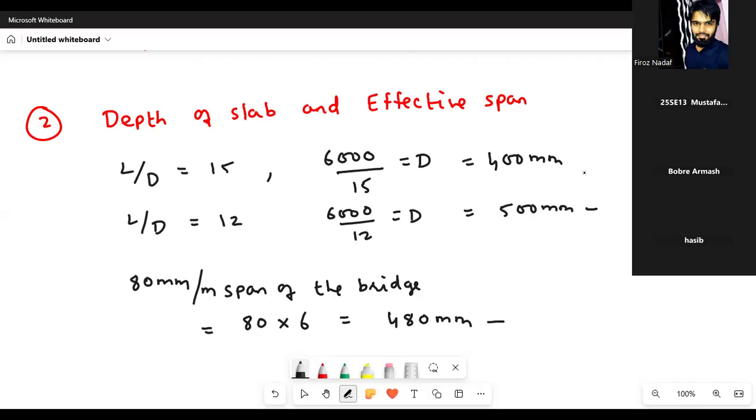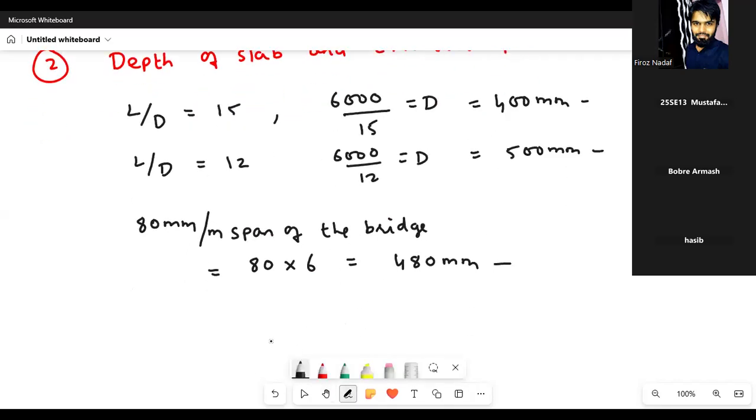And you see which one is maximum out of these three, which one is maximum? And that depth you need to provide for the slab culvert. So overall depth, capital D equal to 500 mm. So this is your overall depth.